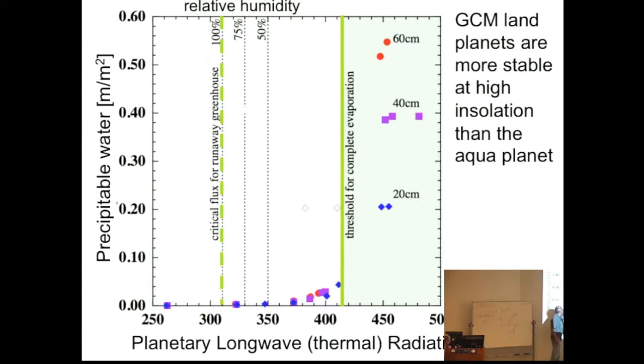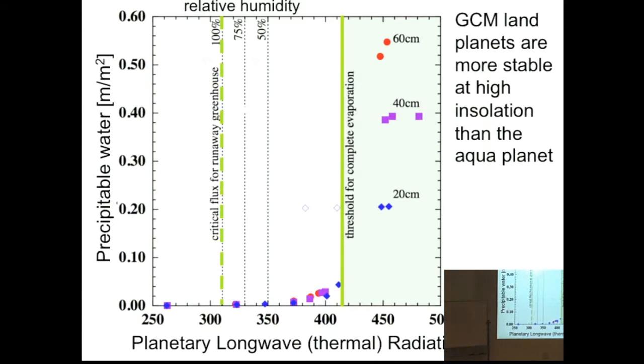The critical flux for the runaway greenhouse effect for Earth used to be around 310. Now it's kind of down around 290, plus or minus 10. The threshold for complete evaporation from a dry planet, a land planet, was at 415 in these GCM simulations. So they are more stable to high insolation.